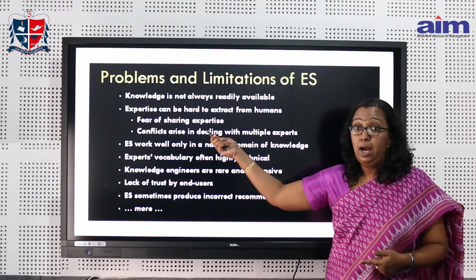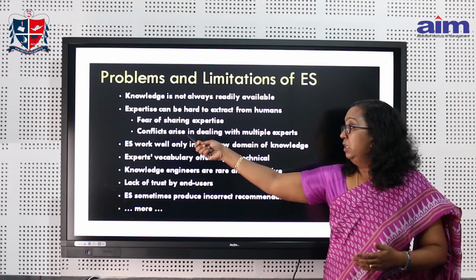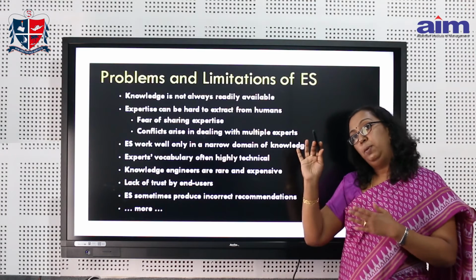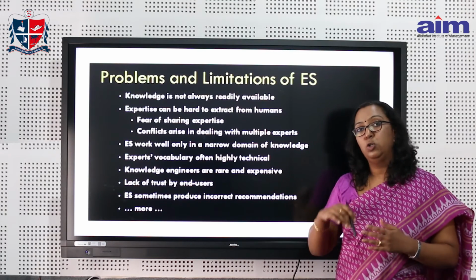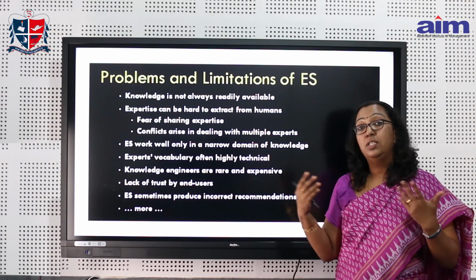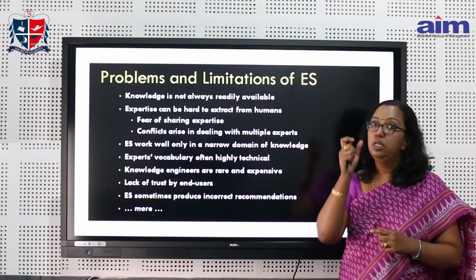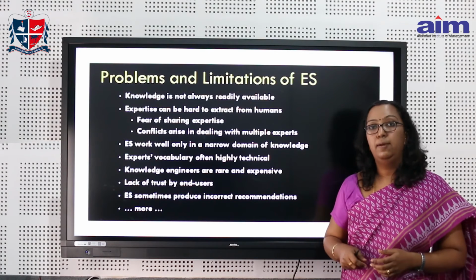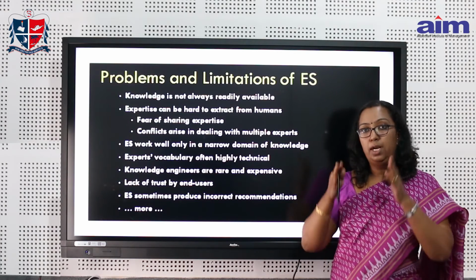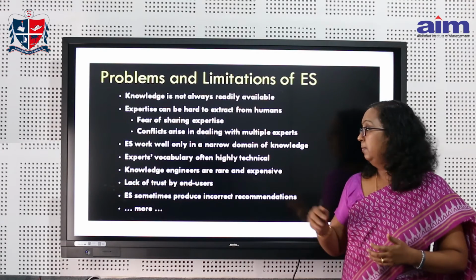Fear is one big factor which hinders the knowledge acquisition process. When conflict arises in dealing with multiple experts, some people like to do it in a certain way. Some people may like to do the same process in another way, which they claim is easier. So these kinds of clashes can happen. So the knowledge engineer should be able to understand the differences and then take a correct coding, or he should be able to properly code that knowledge and keep it in the knowledge base or databases.